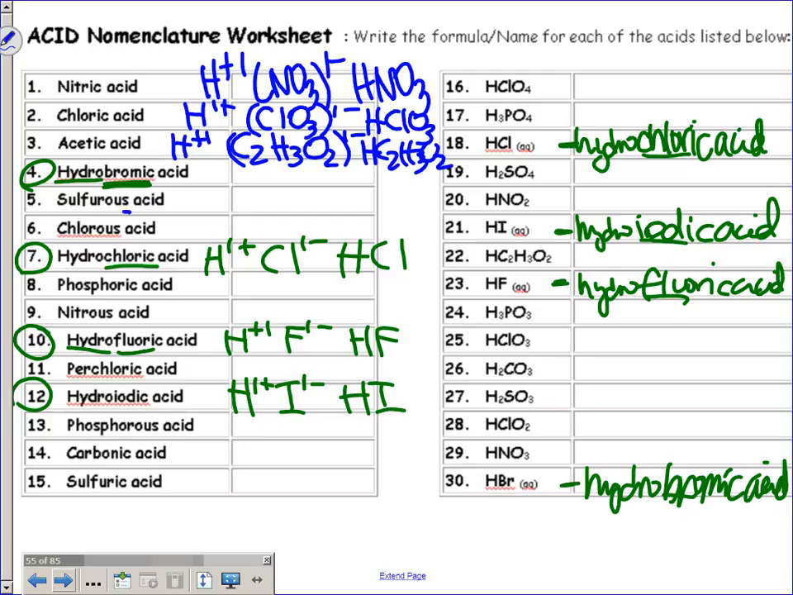Now we see that our first "ous" came from "ite", right? So sulfurous came from sulfite. The names sulfurous and sulfite don't sound as similar as they should, but that's just how the name works. So sulfurous came from sulfite. So I'm going to write our H plus like we have been.